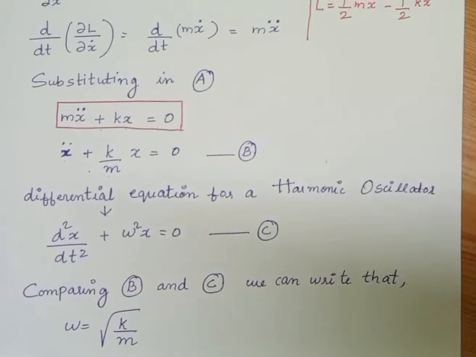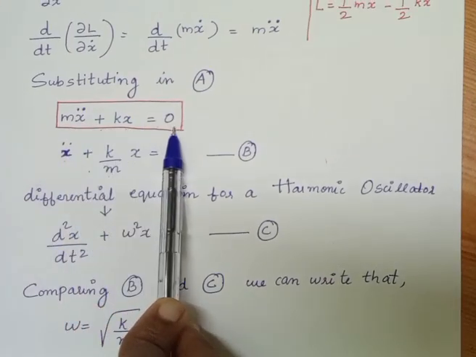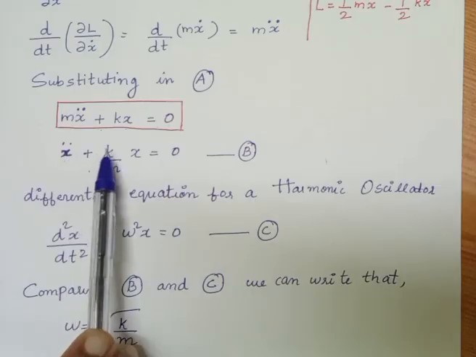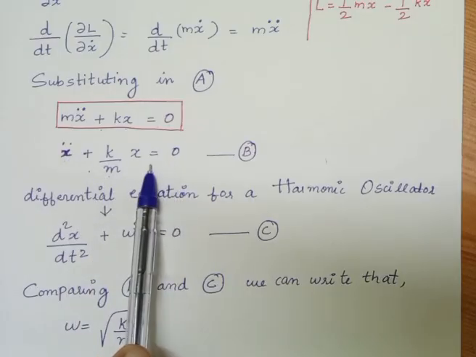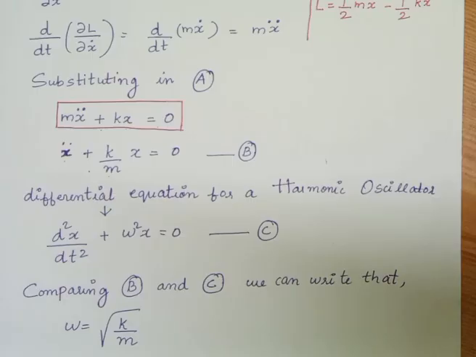m x double dot plus kx equal to 0, and also x double dot plus k by m x equal to 0, is the Lagrangian equation of the one-dimensional harmonic oscillator.